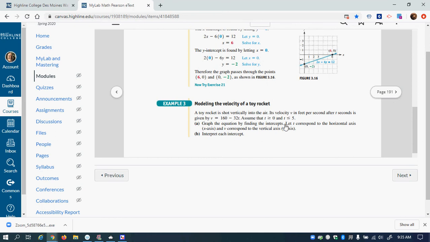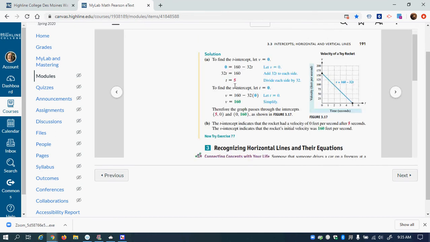So if we go to the next page, we see that they set v equal to 0, which is your y, to find the x-intercept. So they set that to 0, right? 0 equals 160 minus 32t. Then they did what next? They moved the 160 to the other side of the equation and divided by negative 32, which made it positive, 160 over 32. And then when they do that, they get t equal to 5 seconds. So that's the x-intercept, 5, 0.